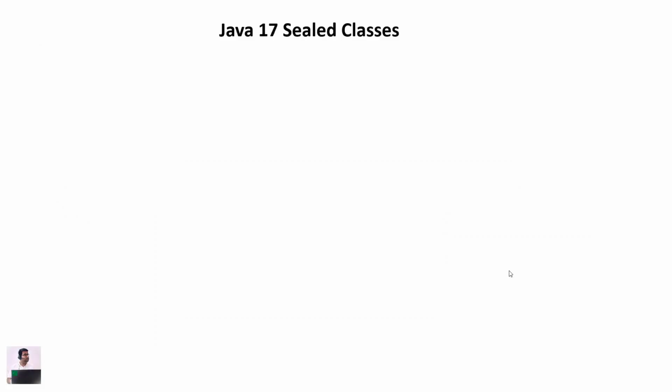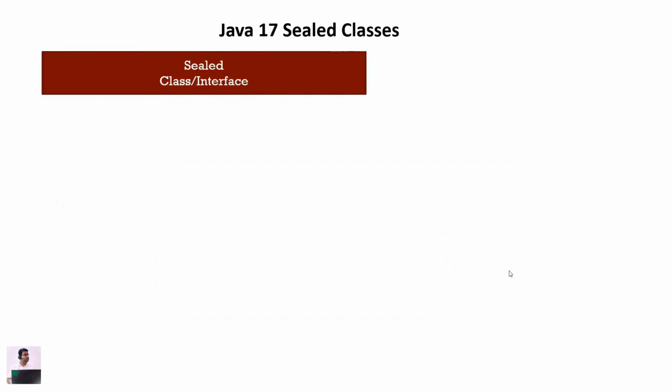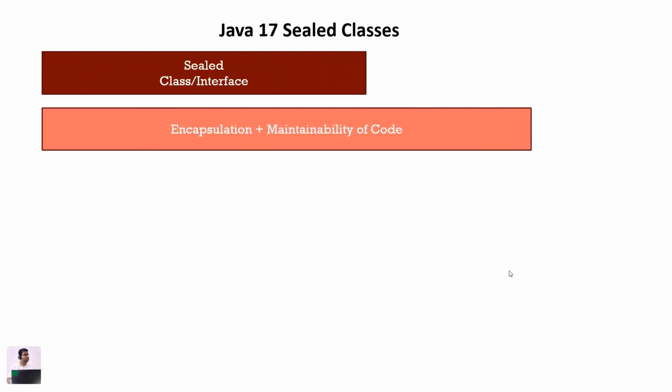For Java 17, our first feature is sealed classes. In Java 17, the feature for sealed classes and interfaces becomes production ready. With this, we can restrict which classes can extend a sealed class or implement a sealed interface. Sealed classes enhance encapsulation and improve the maintainability of code.